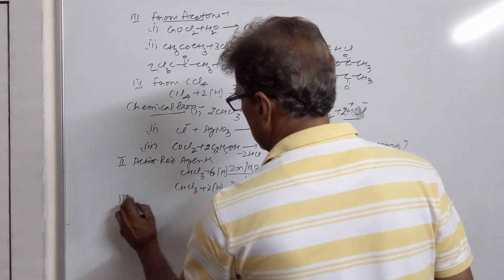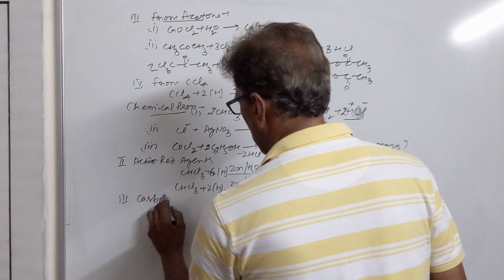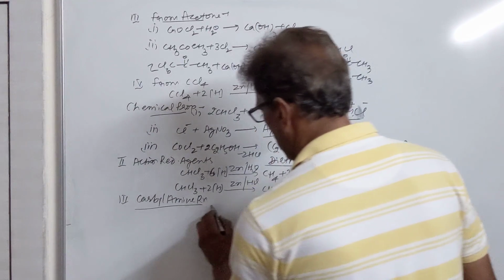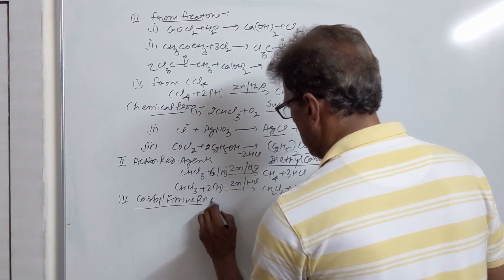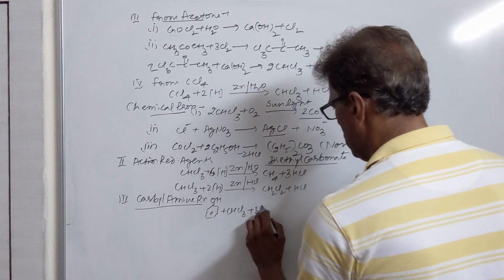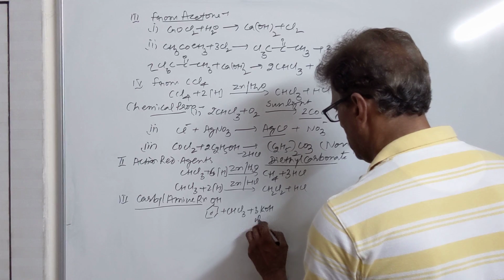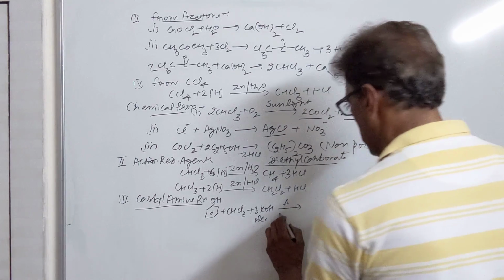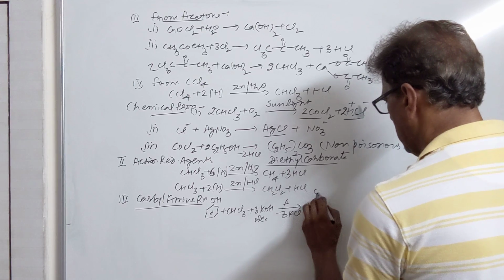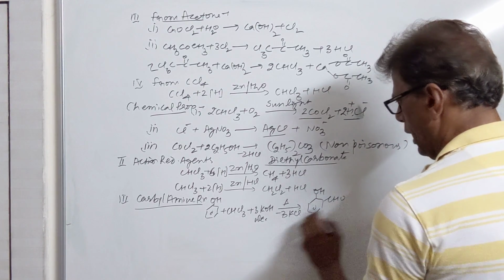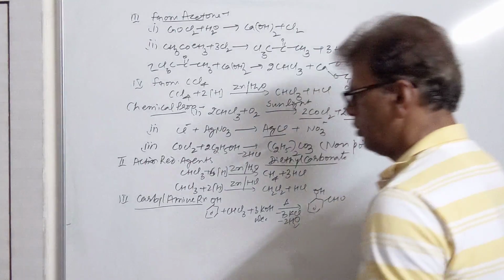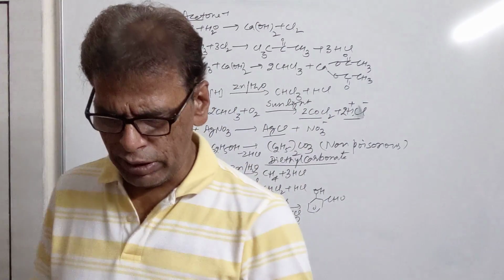Then we have the carbylamine reaction. Third reaction is the carbylamine reaction. Here phenol is treated with chloroform in the presence of alcoholic KOH. On heating we get 3 KCl, we get salicylaldehyde, and water will be produced here, 2 water molecules are lost. So this is our third chemical property.